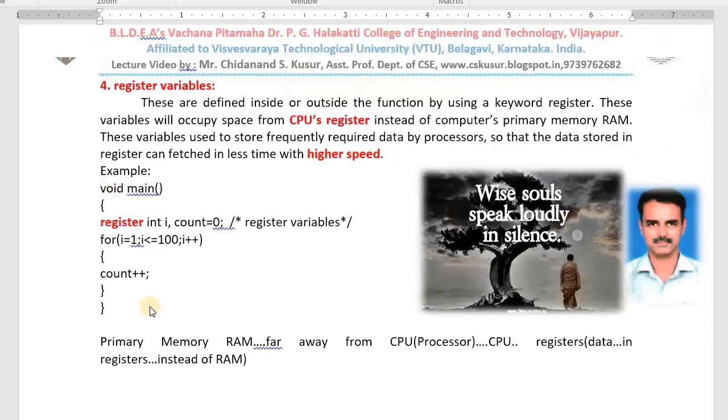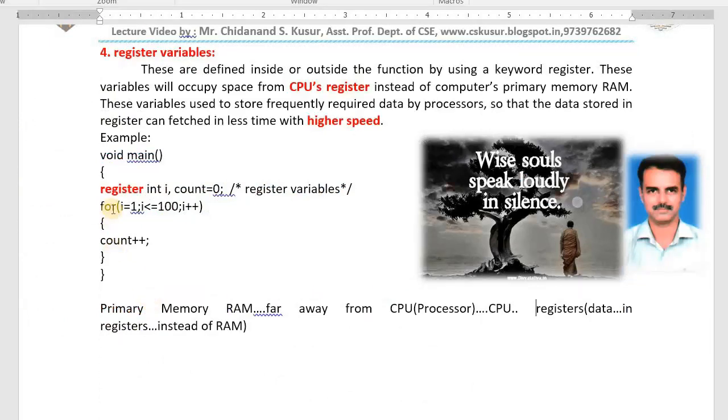That is possible by register variables. See here, register int count = 0. This time the memory is not allocated from RAM. It is allocated from the CPU's register. That means the program works at very high speed, because whatever values the CPU wants, it gets very fast. These are called register variables.